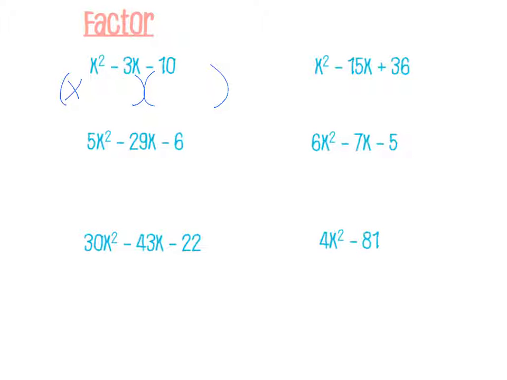Factors of x squared are x and x. Factors of 10, I could do 2 and 5, or I could do 1 and 10. Because of the minus sign, I know I'm going to have one of them positive, one of them negative. This is beautiful for a -5 and a +2. That would get us an outer of a 2x. Inner is -5x. That gets us what we need.